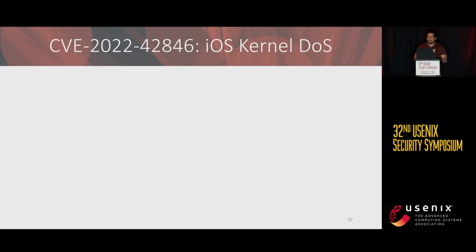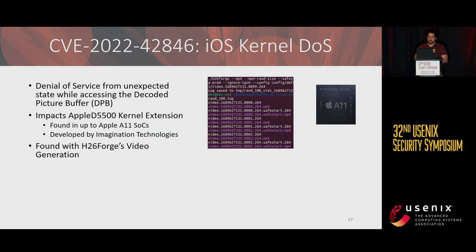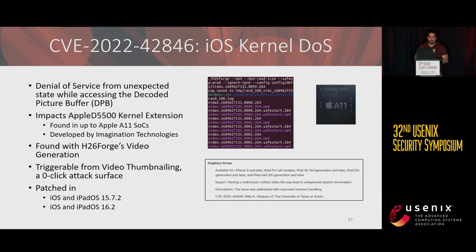This CVE is a denial of service vulnerability from an unexpected state found while accessing the decoded picture buffer, which I will explain in just a bit. It impacts the Apple D5500 kernel extension, which was found in Apple devices with up to A11 SoCs. And this video decode IP was developed by Imagination Technologies. We found this vulnerability using H.264's video generation. Essentially what we did is we created a batch of 100 videos, sent it to the device, and just saw what would happen. This vulnerability is triggerable from video thumbnailing, which is a zero-click attack surface. And it was patched in these iOS and iPadOS versions after we reported it.